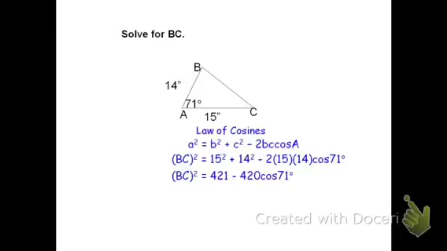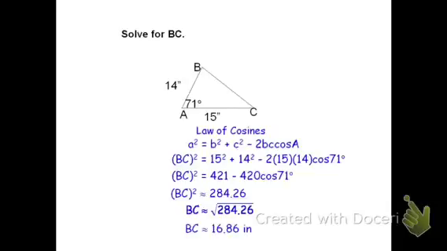Now I'm going to approximate. I can do this in two steps: figure out what 420 cosine of 71 degrees is, or I can type the whole thing in, 421 minus 420 cosine of 71, and figure out what that whole thing approximates to. It turns out that's approximately 284.26. Now to finish solving for BC, I need to square root both sides, meaning BC is about the square root of 284.26, or BC is about 16.86 inches.